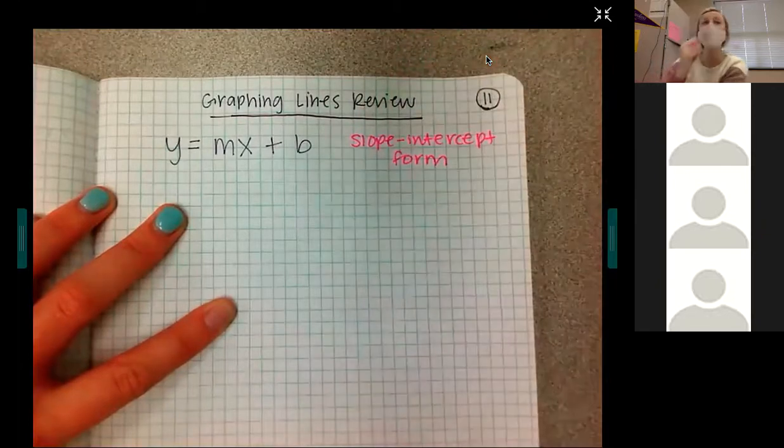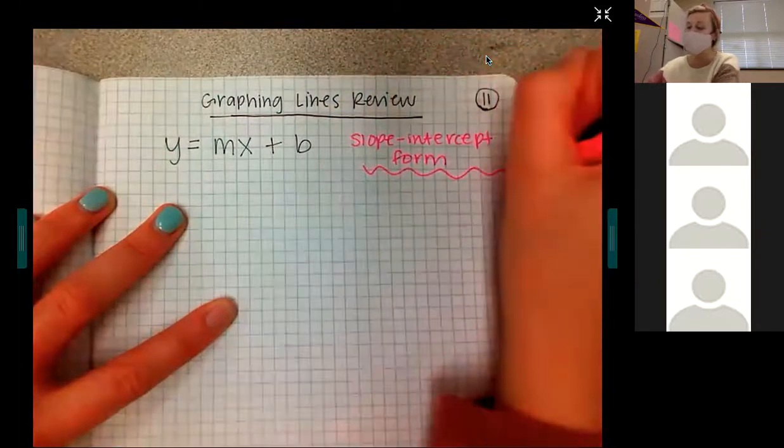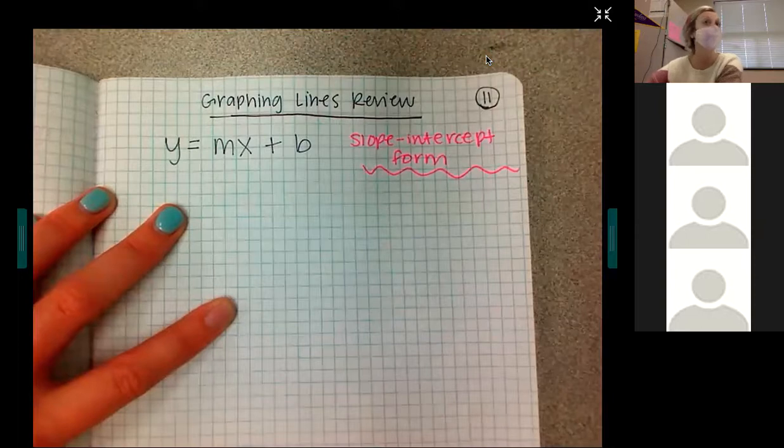If you do not have the equation in slope intercept form, you have to put it in slope intercept form. That's what we're going to do tomorrow. All the ones I'm going to give you today are going to say y equals mx plus b. Okay?